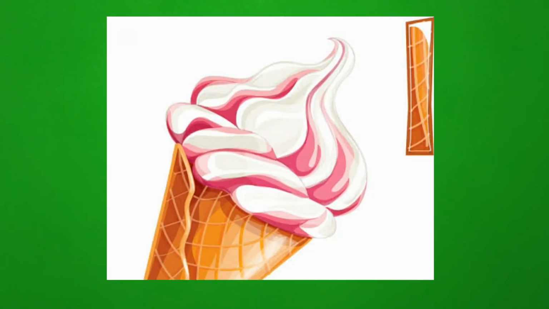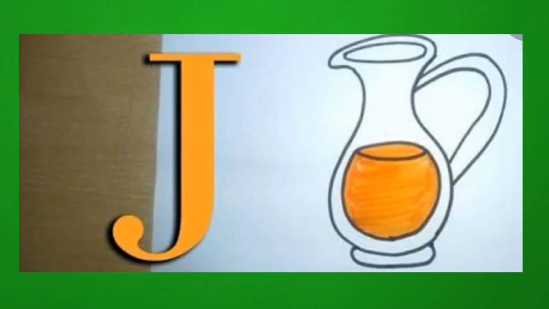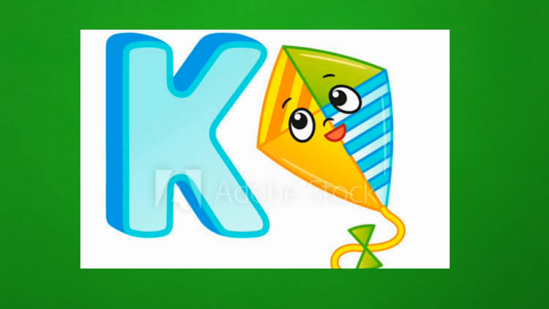Now is the turn for next picture. Our next picture is ice cream. Picture of an ice cream. And I is the first letter for the picture. Jug. This is the picture of jug. J for jug. And J is the first letter for the picture. Now we will come on next picture. Our next picture is of kite. K for kite. And what is the first letter? The first letter for the picture is K.